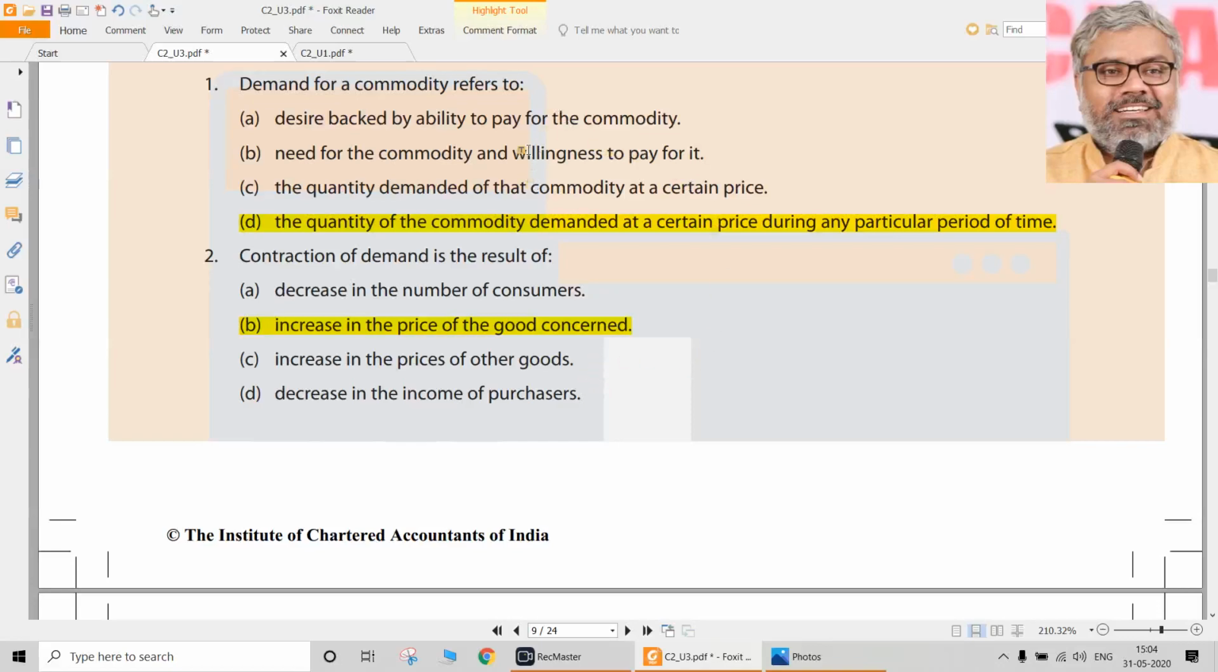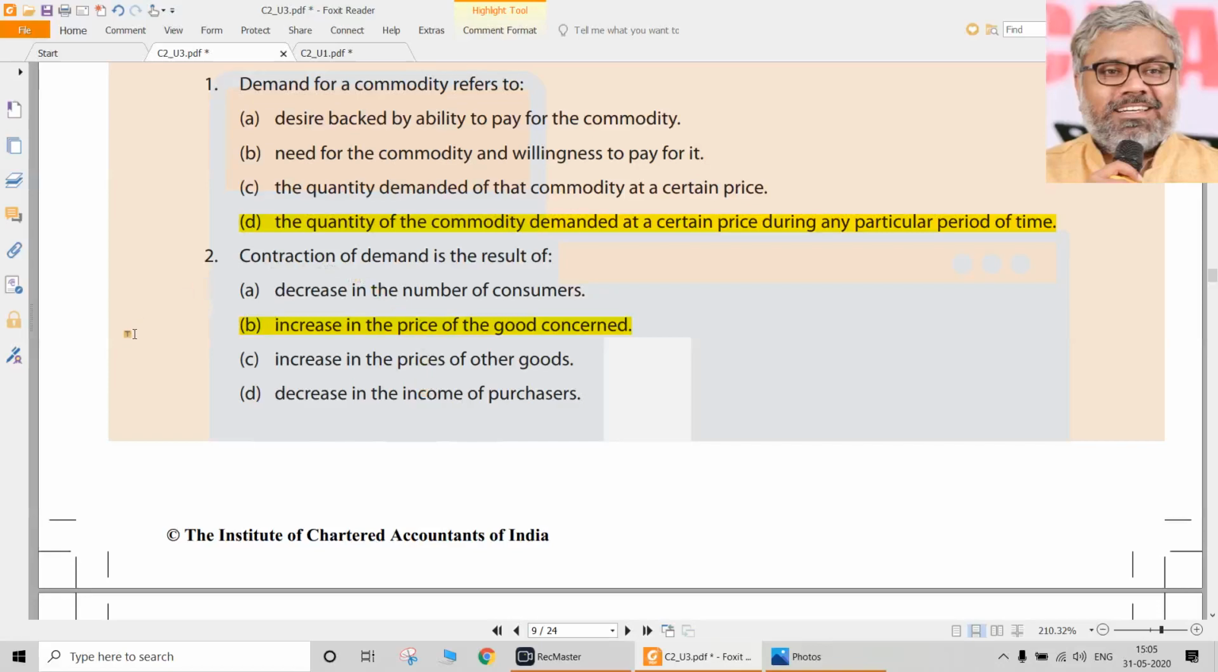In the previous question you have to spend time on all the options because all are looking good. But here, definitely all are not looking good. The number of consumers has nothing to do with contraction. Income doesn't have anything to do with contraction. Prices of other goods have nothing to do with contraction. All these three, A, C, D, are factors other than price, which will have an impact on demand, yes. But that is called decrease in demand, not contraction of demand. So A, C, D cannot be correct.